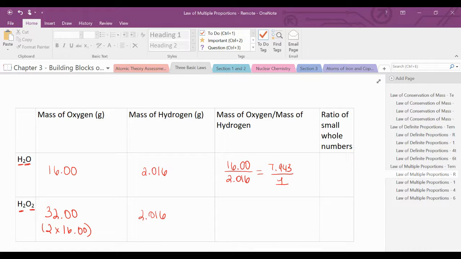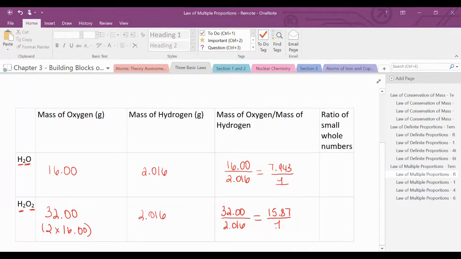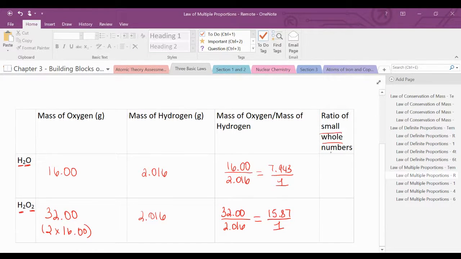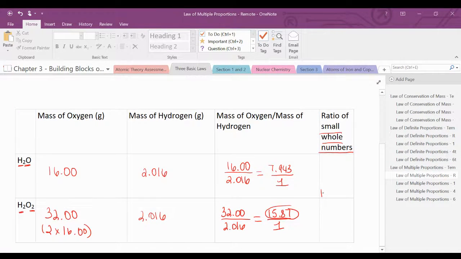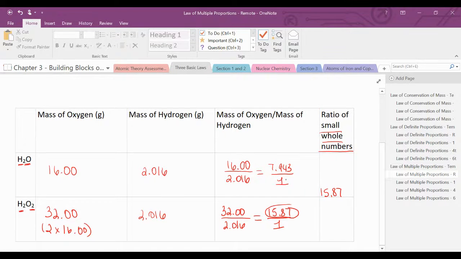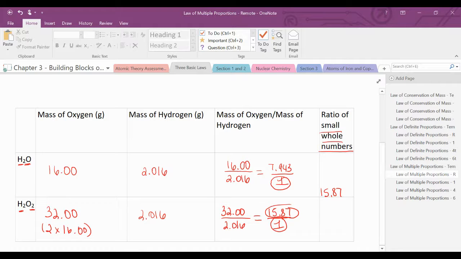All right, so then here, we're going to take our 32 and divide it by 2.016 to reduce. And we're going to get 15.87 grams of oxygen for every 1 gram of hydrogen. Okay, now I want my ratio to be a small whole number. So to do that, we're going to take the bigger number. Okay, so this 15.87. Great. Because if I look at this ratio, there's 1 gram of hydrogen in both of these. So that's the first part of the law.